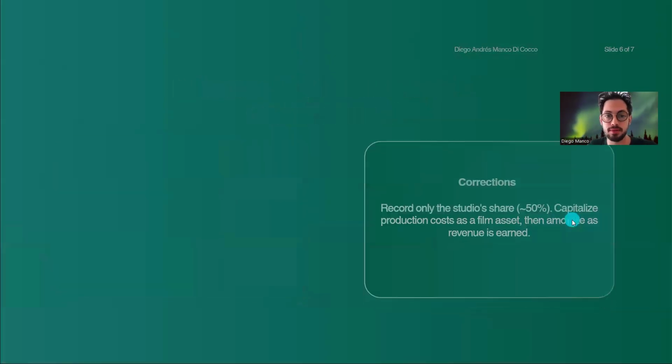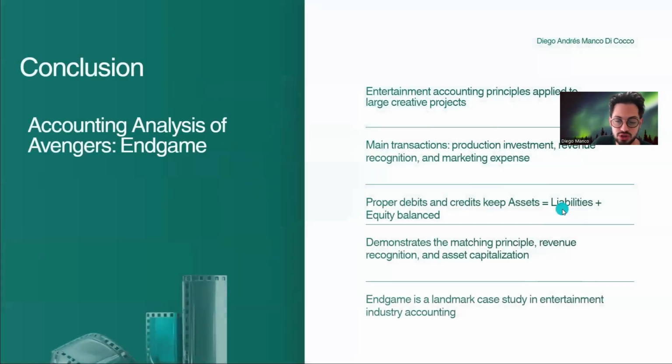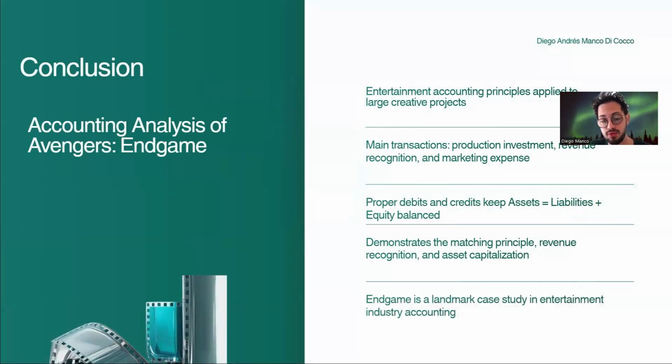Overall, Avengers Endgame is a strong example of how accounting principles apply to the entertainment industry. The main transactions are production investment, theatrical revenue recognition, and marketing expenses. Each transaction follows the accounting equation: assets equal liabilities plus equity. This case also shows why companies must separate gross sales from actual revenue and match expenses with the correct period.